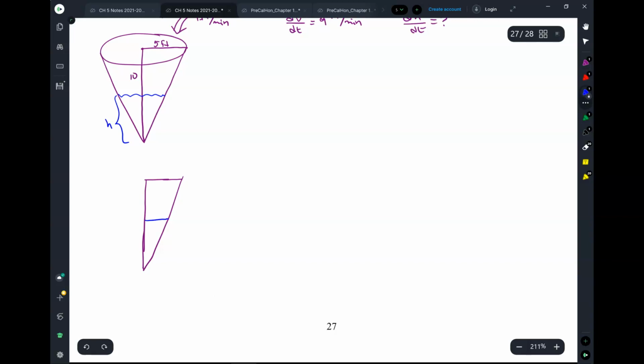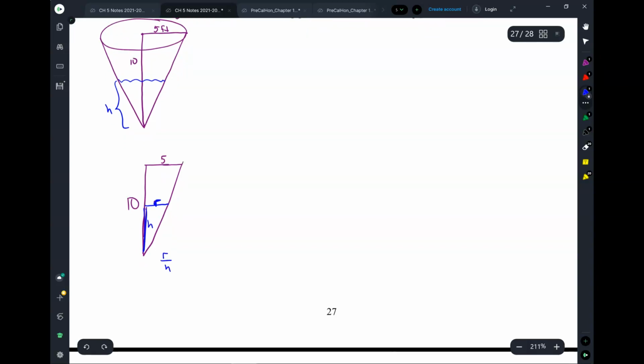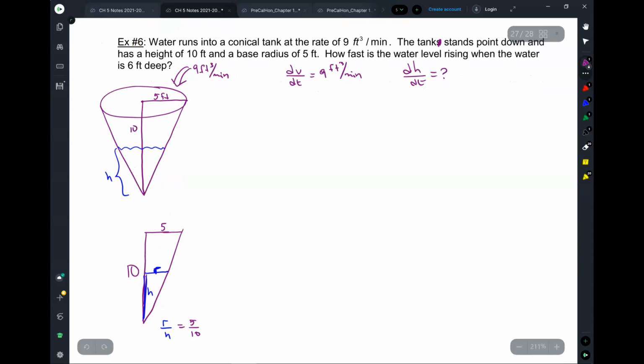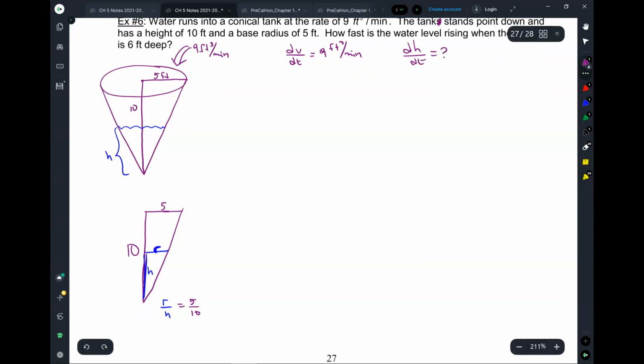Not only is it a right triangle, it creates proportional triangles like you learned in geometry. If this is 5 and this is 10, in the little triangle, this is r and h. Now there is a little proportion here because r over h is equal to 5 over 10. Well, don't we know that h is 6? No, not yet. We can't substitute that in just yet.